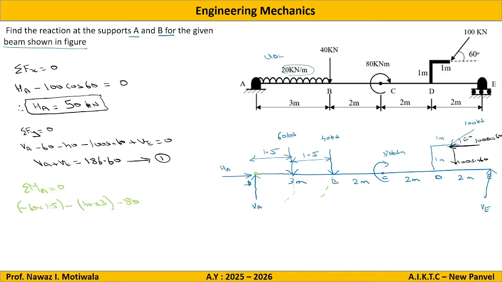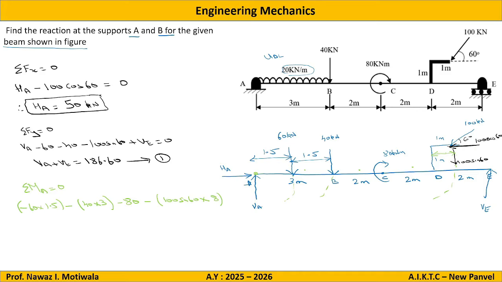Then the important part: this force 100 sin 60 is making a clockwise moment, so it will be minus 100 sin 60. What about distance? Again remember the basics. Moment is force into perpendicular distance. So if the force 100 sin 60 is vertical, we need horizontal distance from point A. From point A to this point, it is 3 plus 2 is 5, plus 2 is 7, and this one, so total 1 plus 2 is 3, 3 plus 2 is 5, 5 plus 3 is 8. So into 8.